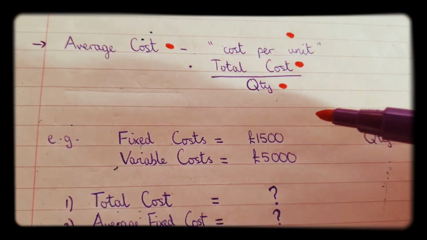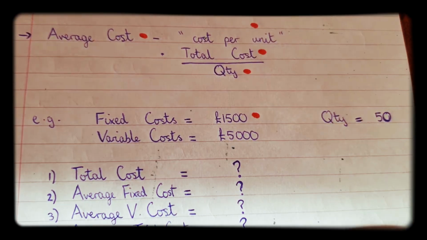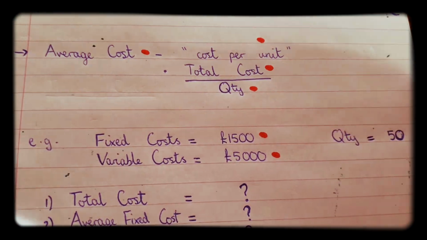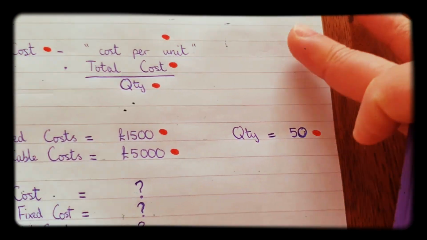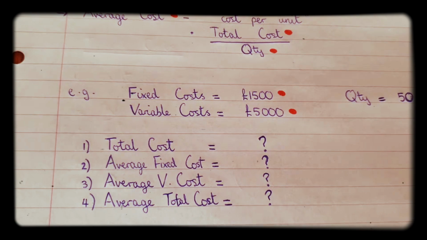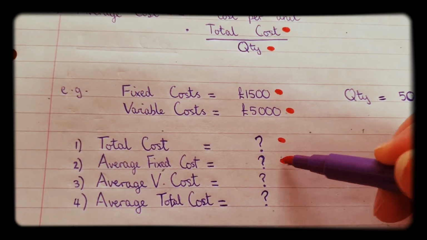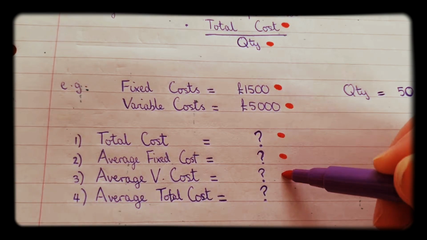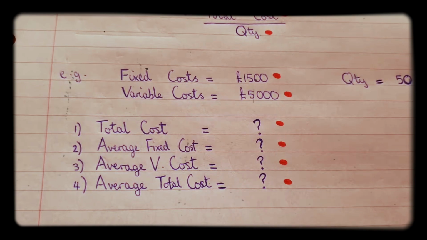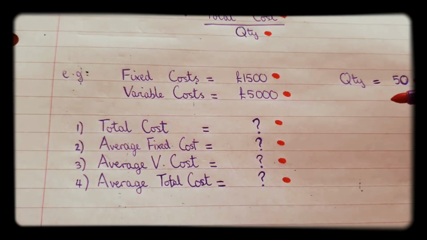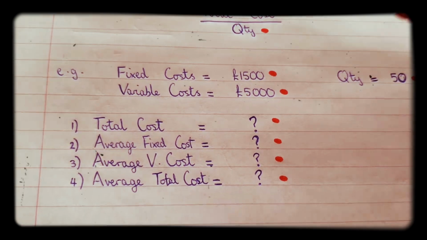So here's the example. Fixed cost is £1,500, the variable cost is £5,000, and the quantity is 50. Using this information you should be able to work out the total cost, the average fixed cost, the average variable cost, and the average total cost. The answers to these questions are going to be put in the description box, so if you want to work them out, you can check your answers there.